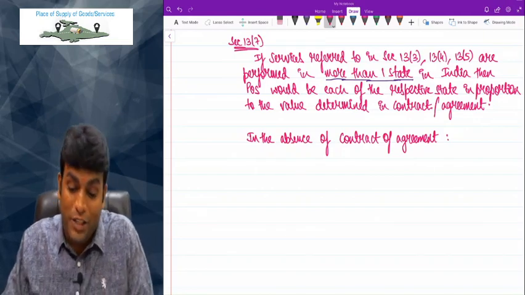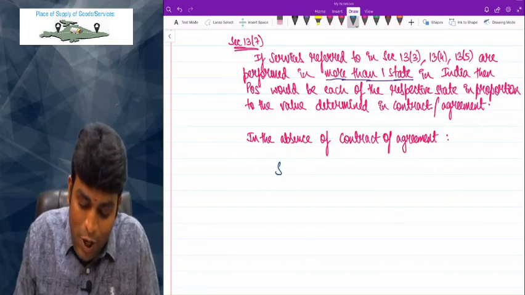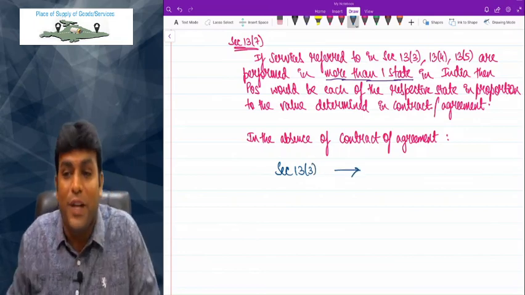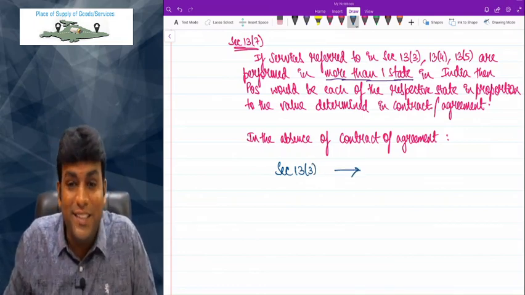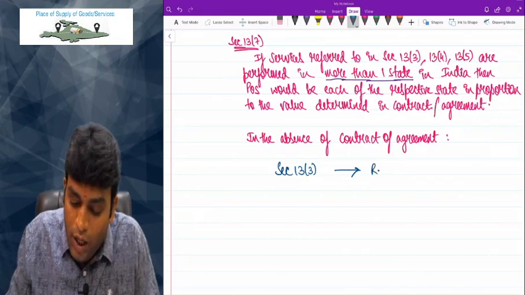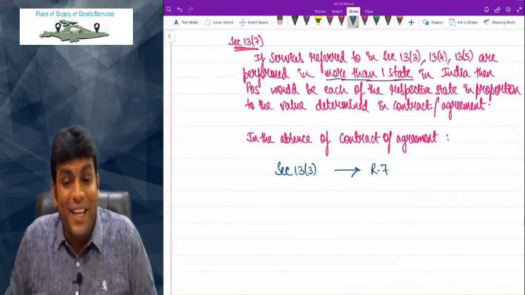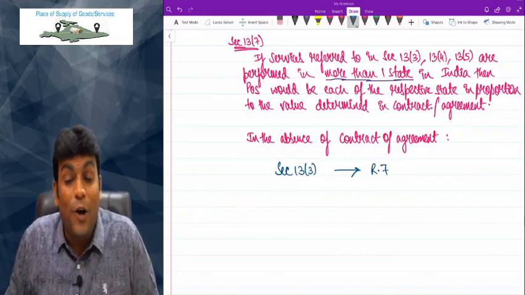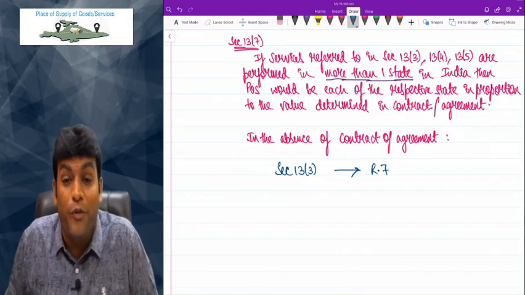In the absence of a contract or agreement, friends, what the law says for section 13.3 is that they gave a special rule called Rule 7. Already we learned Rule 3, Rule 4, Rule 5, Rule 6.